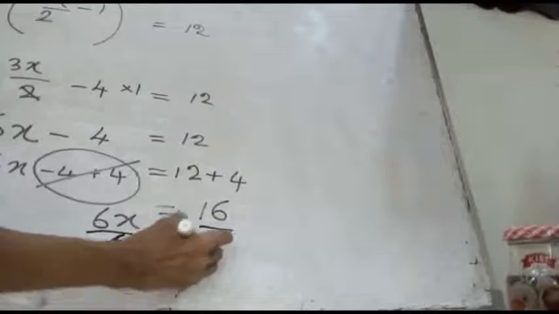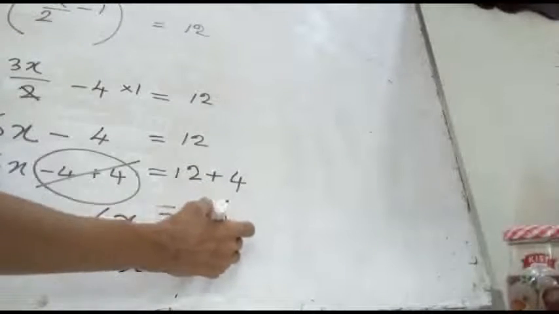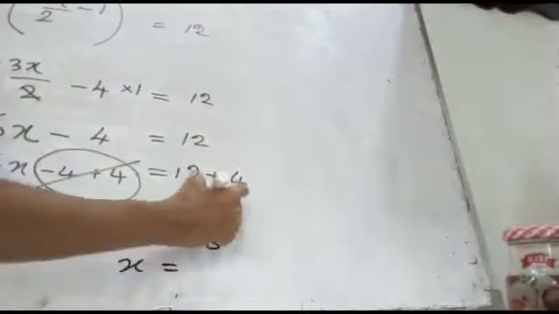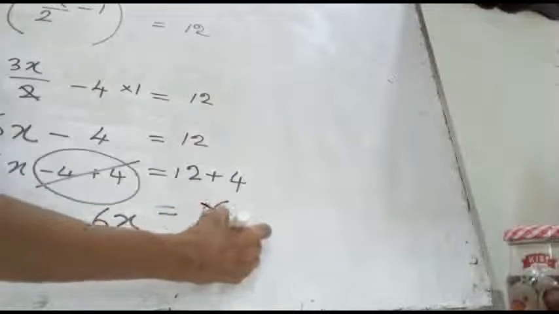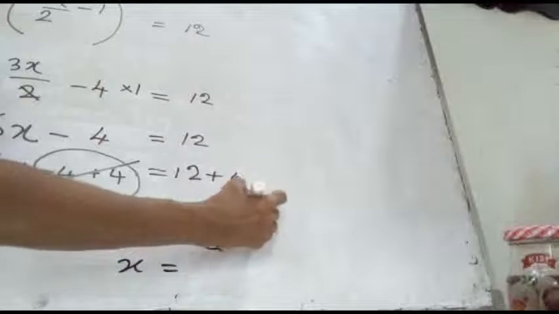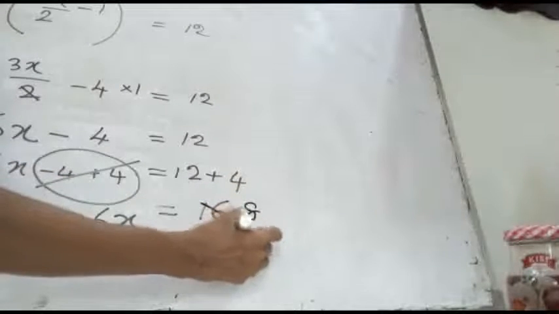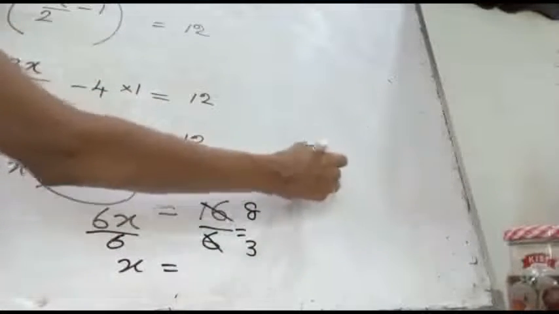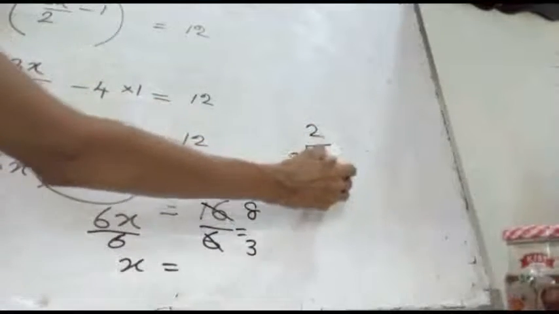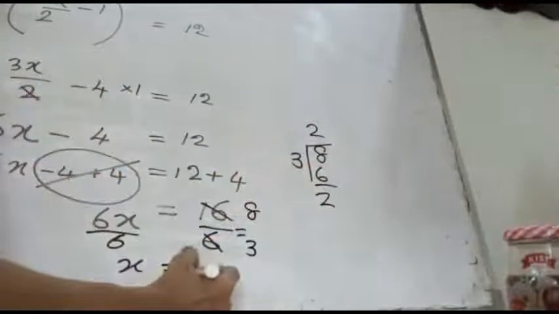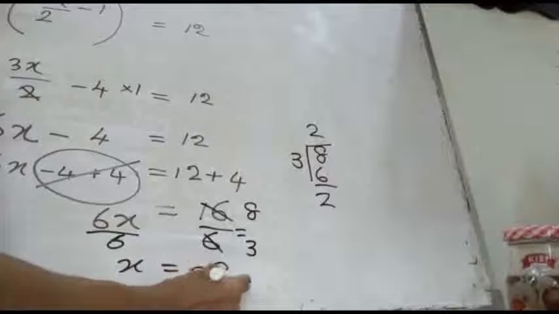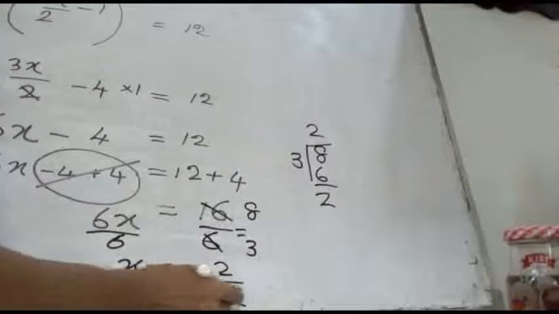x is equal to 16/6. Divide by 2. 2 times 8, 2 times 3. 8 divided by 3: 3 times 2 is 6 and remaining 2. 3 and 2/3 is the answer.